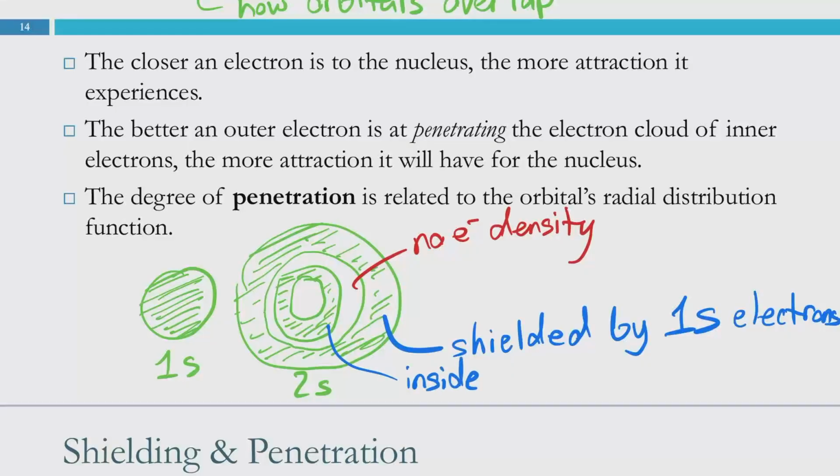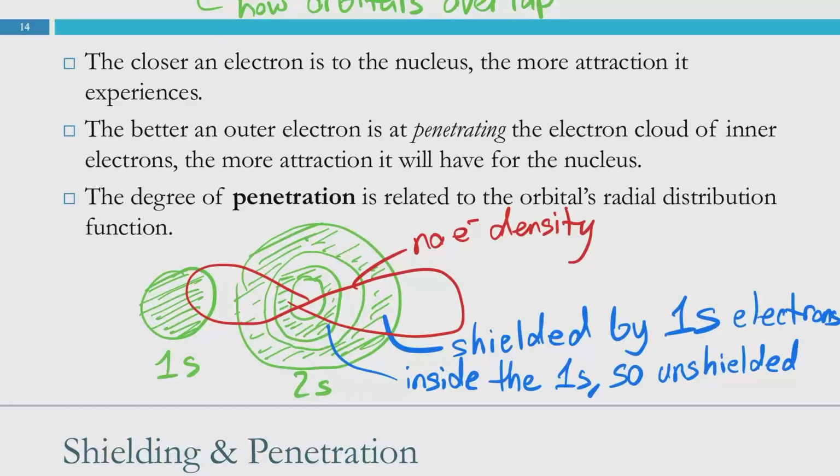This inside part may be inside the 1s, so it's unshielded, or less shielded at least. So it's shielded, sort of. If we were to overlay on top of this our p orbitals, I'm just going to do that briefly because it's going to look super confusing.